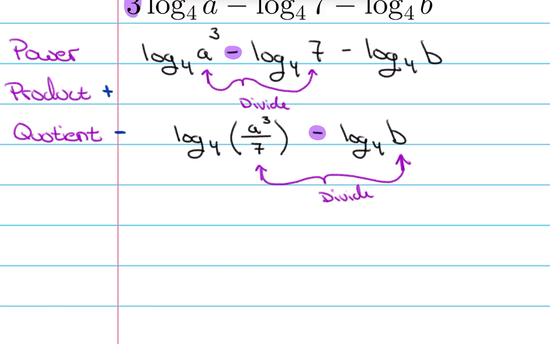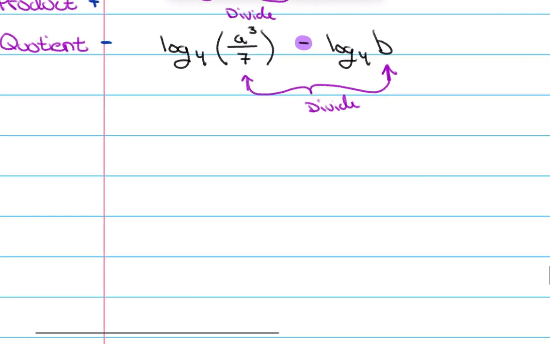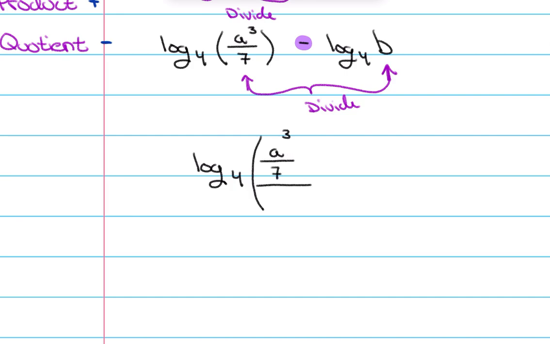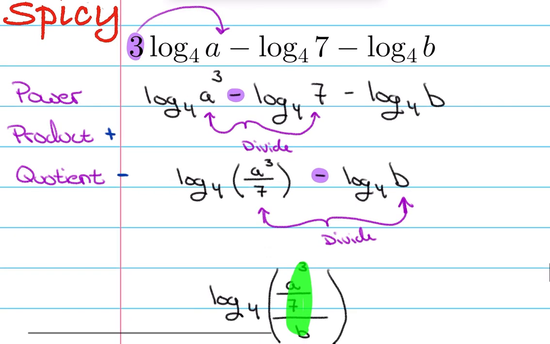Same goes for the power, same goes for the product. So my log base all stays the same. Remember, log base 4. And now it's going to look ugly. Don't panic. A cubed over 7 over b. That's really gross looking, right? This is what makes this problem spicy, because hopefully you can see she did the power, did the quotient rule once, and then did the quotient rule again.